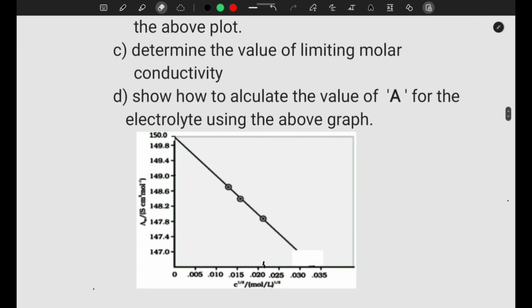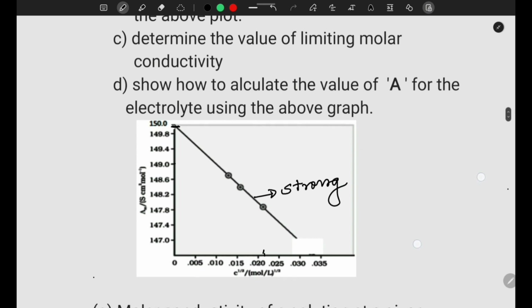Here, we have to identify the graph. It's a straight line graph and the slope is negative, and also the graph is touching the y-axis, and we are getting the molar conductivity at zero concentration, which is known as the limiting molar conductivity. And for the electrolyte, we can see the molar conductivity increases slowly with the dilution. Because of that, the electrolyte is a strong electrolyte.